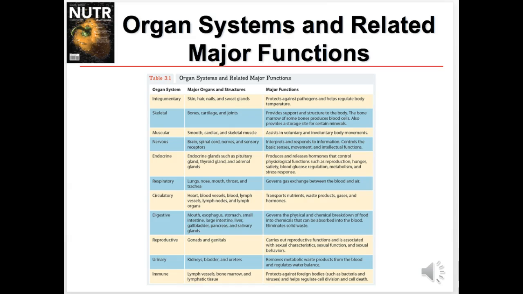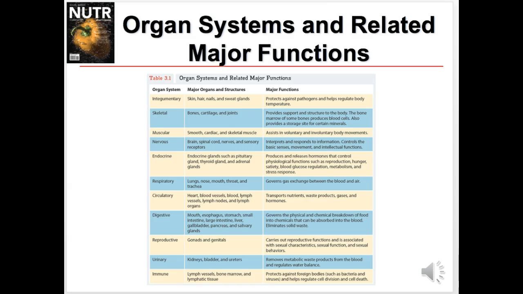So here's a great chart that talks about organ systems and their related major functions. You can look on the left, you've got the skeletal system, and that's your bones, your cartilage, your joints. You look at the endocrine system, there's your pituitary, thyroid, adrenal. You go all the way down to the digestive system, which is your mouth, esophagus, stomach, small intestine, large intestine, liver, gallbladder, pancreas, and salivary glands.